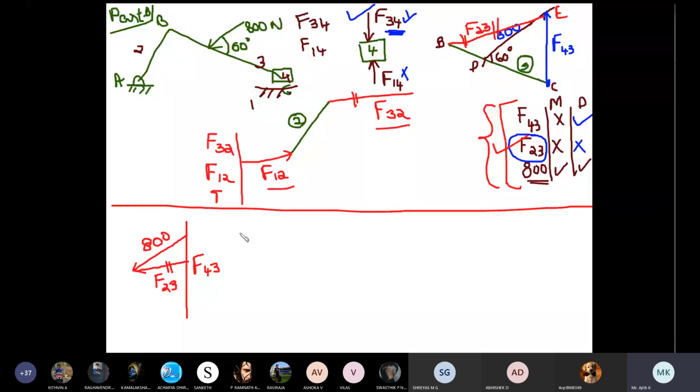So from this force polygon, you will get the magnitude of F43 and also the magnitude of F23. Magnitude of F43, you will get 280 Newton. Magnitude of F23 will be 640 Newton, I think. This is 640 Newton.